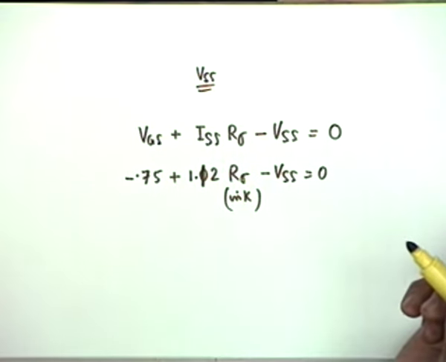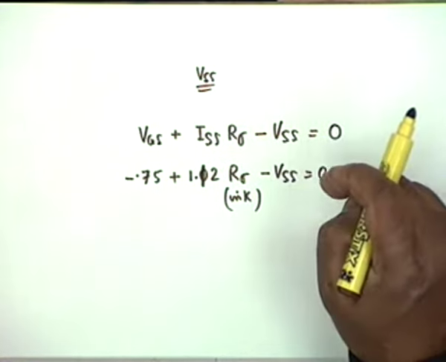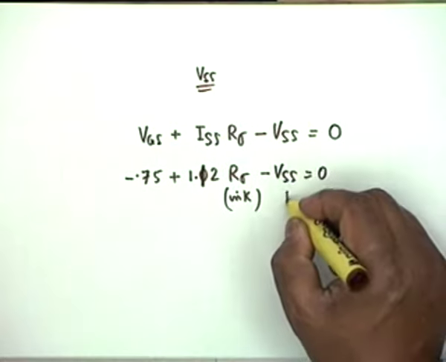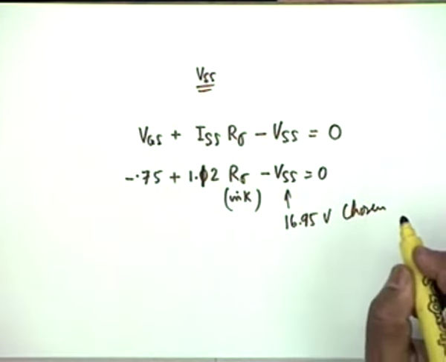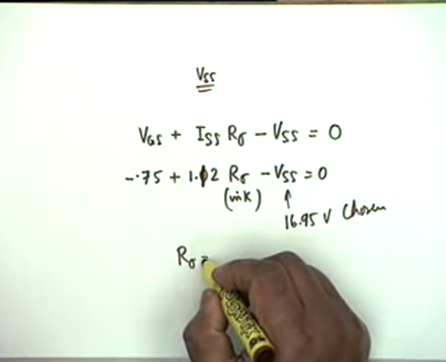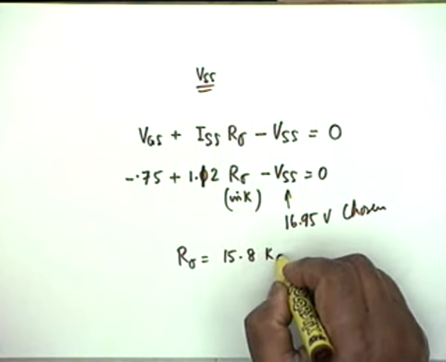Okay. Now the point now is, from one equation, obviously we have no other knowledge. From one equation we cannot determine two quantities. But this is a problem of design. Therefore, you should be happy. You can choose one according to your convenience. Now, if you have chosen VDD to be equal to 16.95, there is no reason why VSS cannot be minus 16.9. So you choose VSS as 16.95 volts. Chosen. Then you can find out R sigma, and this R sigma comes at 15.8 K.